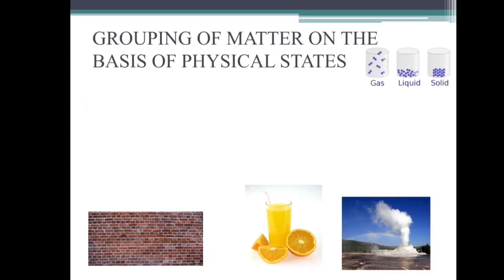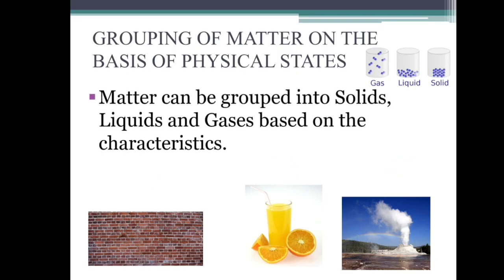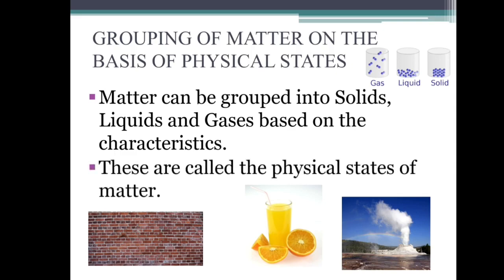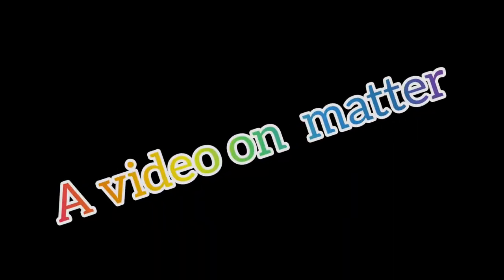Grouping of matter on the basis of physical states. We know that the three major physical states are solid, liquid and gas. Matter can be grouped into solids, liquids and gases based on their characteristics. We saw three characteristics, isn't it? According to those, solids, liquids and gases will be grouped. These are called the physical states of matter.